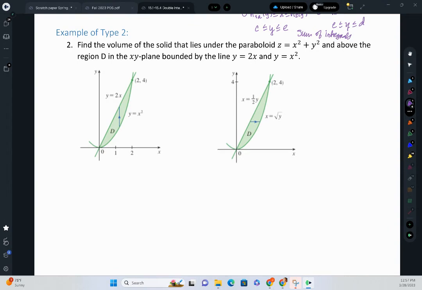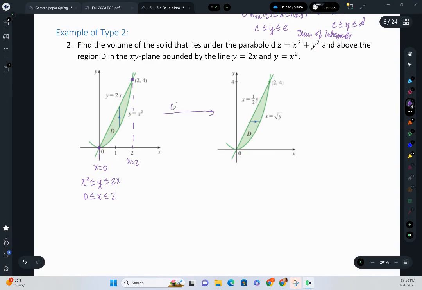So on the left here, you can see that they've drawn y equals 2x and y equals x squared, and they found where they intersect. That's occurring when x is equal to 2. And it's also occurring when x is equal to 0. So I can clearly see in a type 1, we would have x squared being the lower bound for y, and 2x would be the upper bound for y, while x would go from 0 up to 2. But I need to change this to a type 2 region. So they've done that for us.